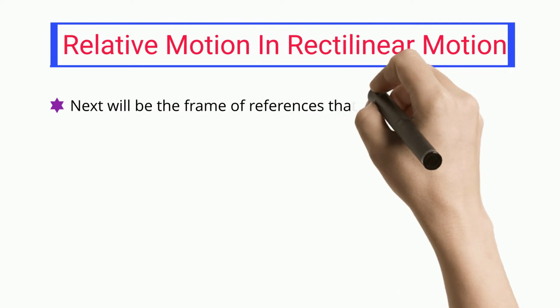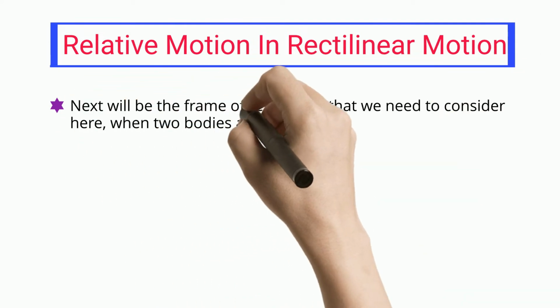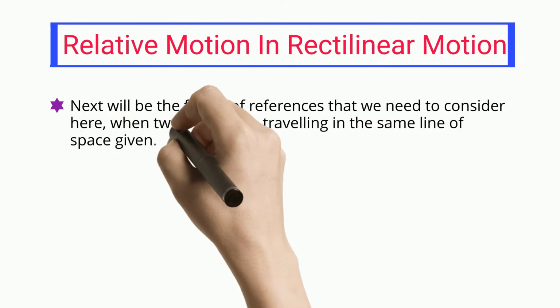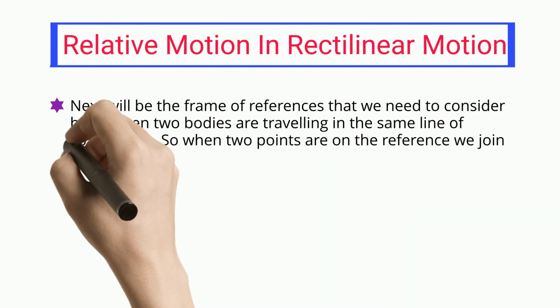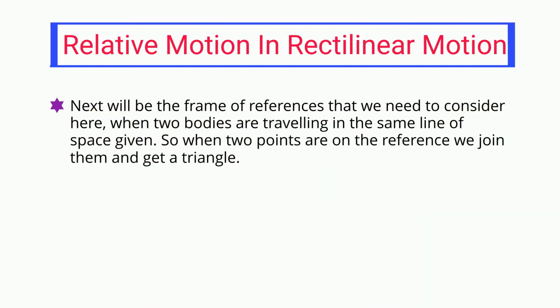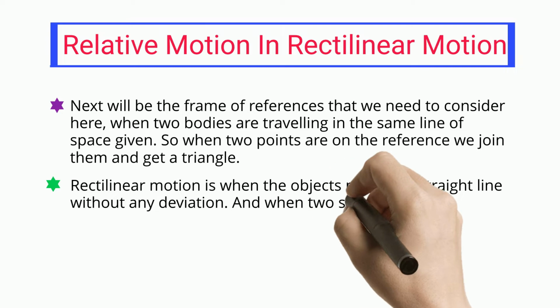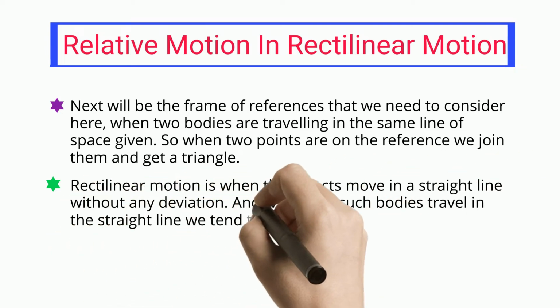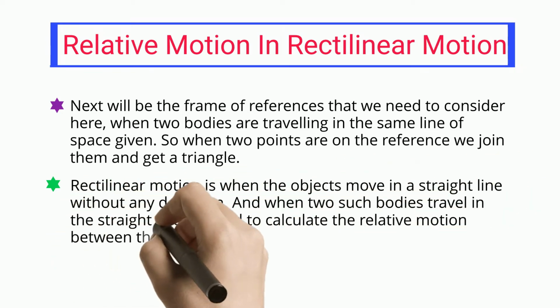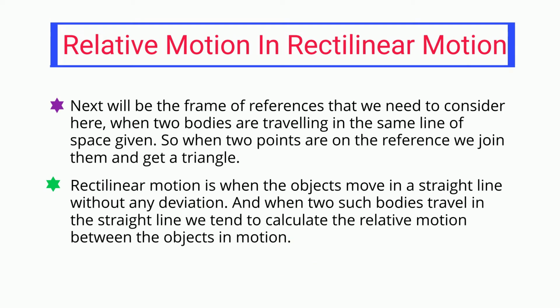Next will be the frame of reference that we need to consider here, when two bodies are traveling in the same line of space. So when two points are on the reference, we join them and get a triangle. Rectilinear motion is when objects move in a straight line without any deviation. And when two such bodies travel in a straight line, we calculate the relative motion between the objects in motion.